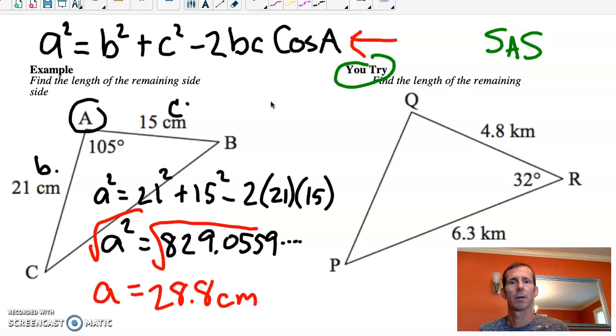So hopefully, after the last video ended, you gave a try to the one I was trying to get you to try right here, the you try one. If not, pause the video now. And now I will reveal the answer to see if you did it correctly. So let's take a look down here.